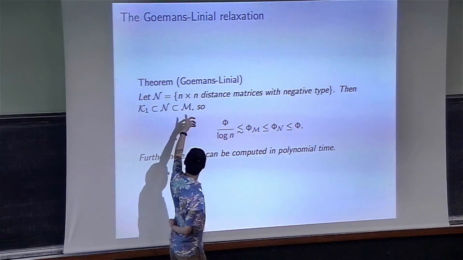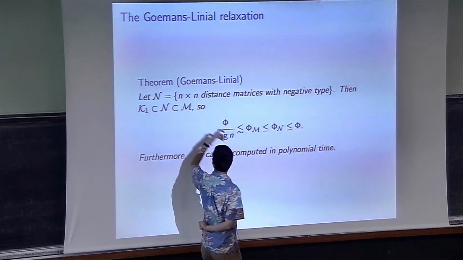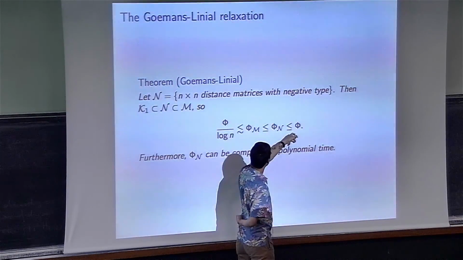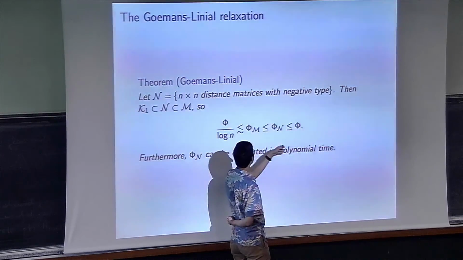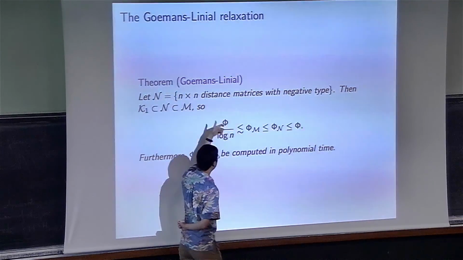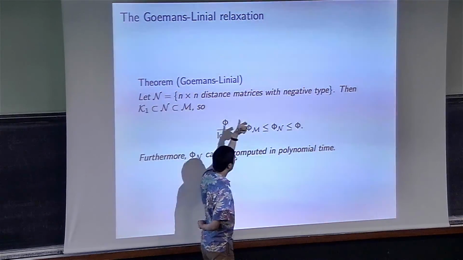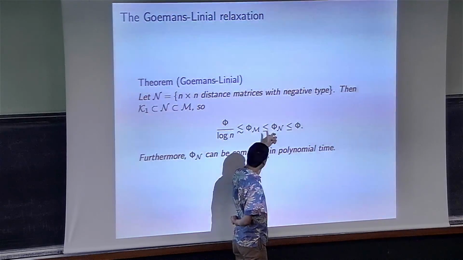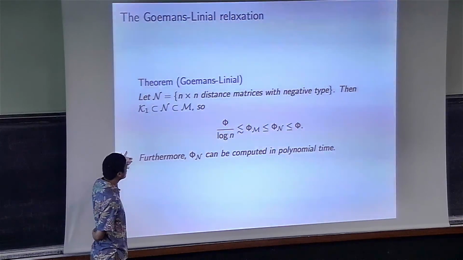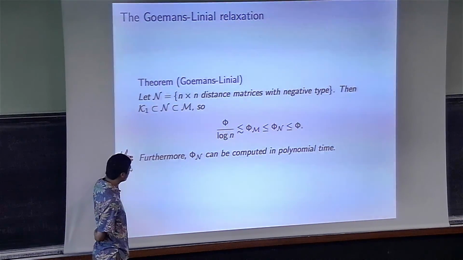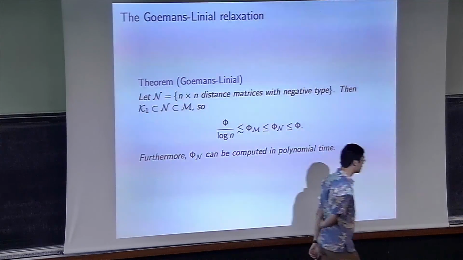And so, since phi sub M, phi sub N, phi sub K1 are all minima over these different sets, we can see that phi is greater than or equal to phi sub N, is greater than or equal to phi sub M, and we saw before that phi sub M is within a logarithmic factor of phi. So phi sub N is at least within a logarithmic factor of phi. And furthermore, you can minimize over these distance matrices with negative type in polynomial time using something called semi-definite programming.